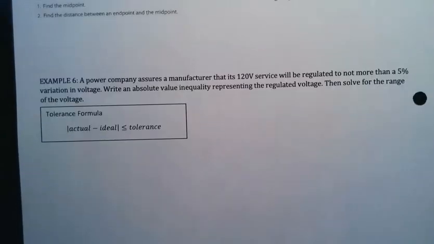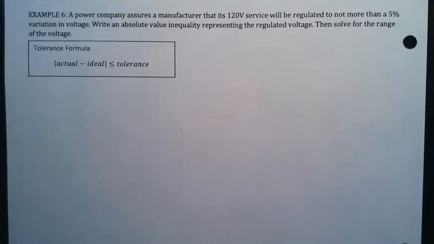All right, so let's move on up to example 6. Last one. This one's a little bit different. Okay, changing gears. We're talking about tolerance here, and there's a tolerance formula. A power company assures a manufacturer that its 120 volt service will be regulated to not more than a 5% variation in voltage. Write an absolute value inequality representing the regulated voltage. Then solve for the range of the voltage.